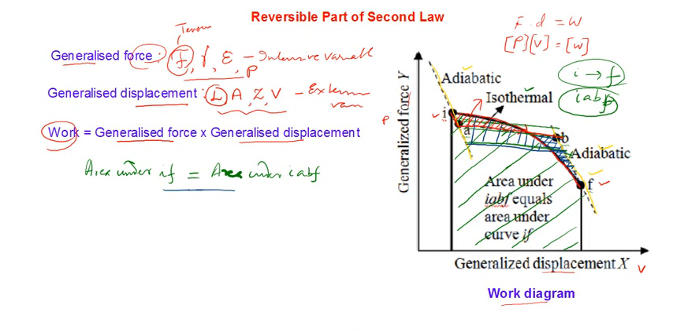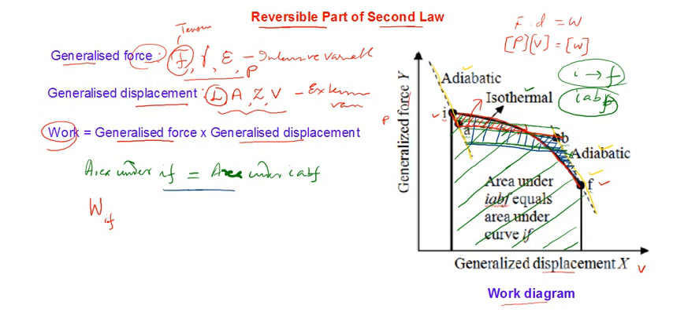Now, why do we take such pain? What is our intention? We will see that shortly. Since these two areas are the same, I can conclude that the work done, I'm writing W, where W stands for work done during the process I to F. I to F is representing a thermodynamic process, right? I told you I am considering this a reversible process because we are considering the reversible part of the second law of thermodynamics.